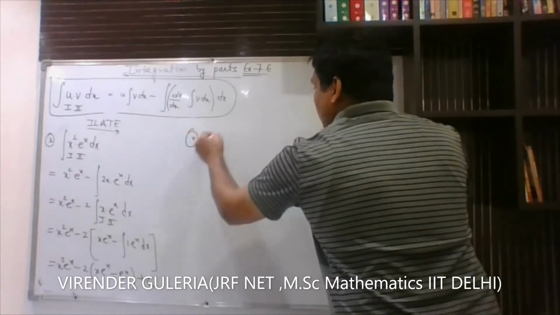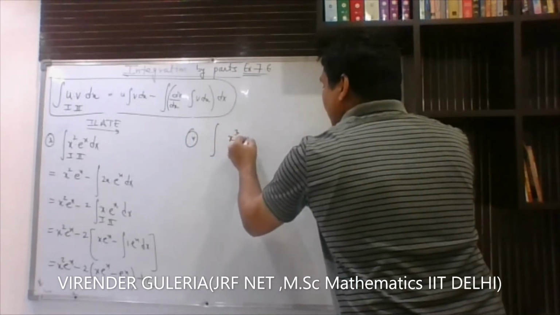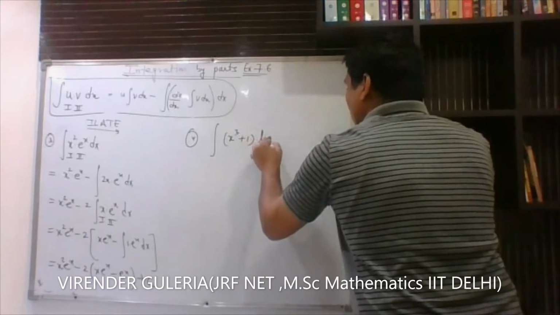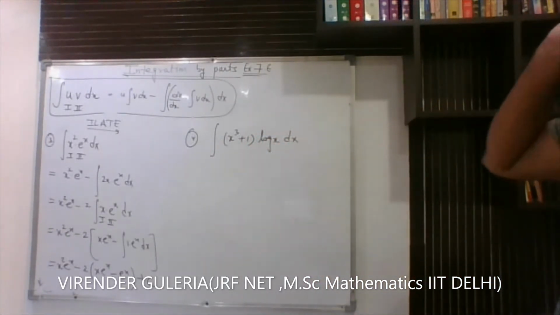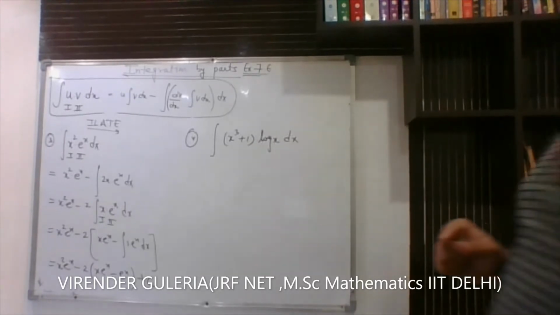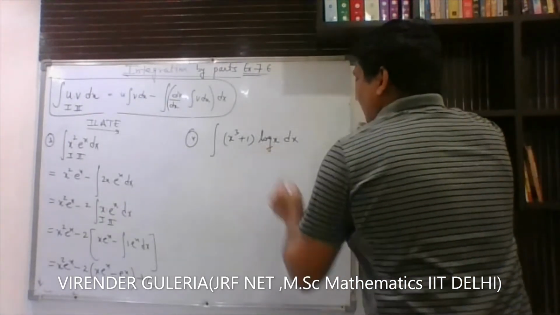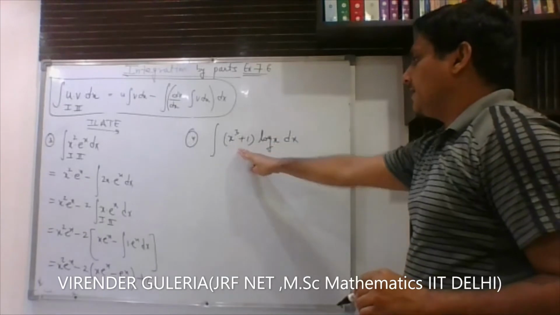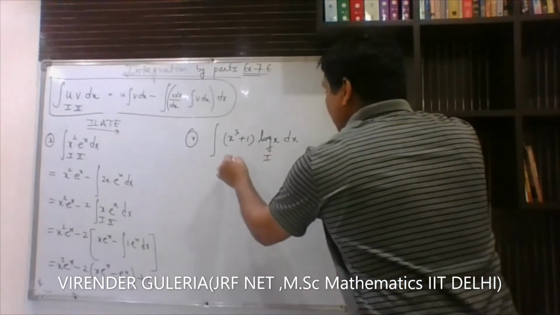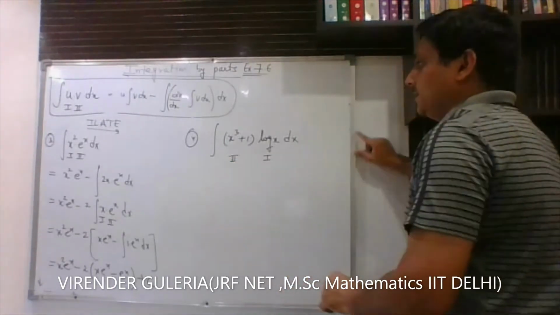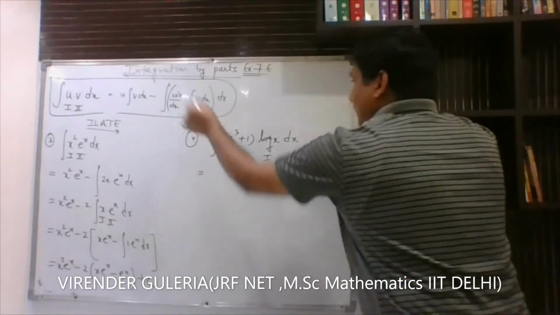So number 4, suppose you want to integrate (x^3 + 1) log x dx. Here we have a combination of algebraic and logarithmic function. So I will treat this as the first function and this one as the second function. So let us apply integration by parts.